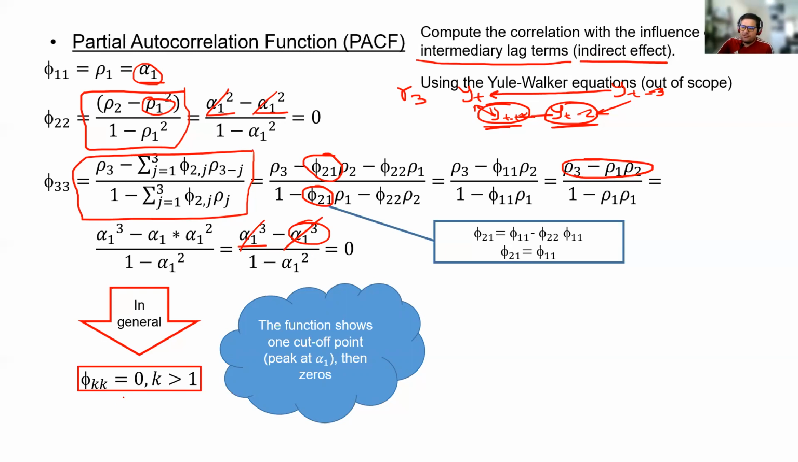So in general, we notice that from every point further than the second one, from the second onwards, the partial autocorrelation function goes to 0. So this function looks like it starts, so this would be the graph. It will start at a cutoff point here that we call alpha 1, and then afterwards, it will just be zeros. Again, this is the pattern for a PACF of an autoregressive 1 model. Yeah, so that's the first model.